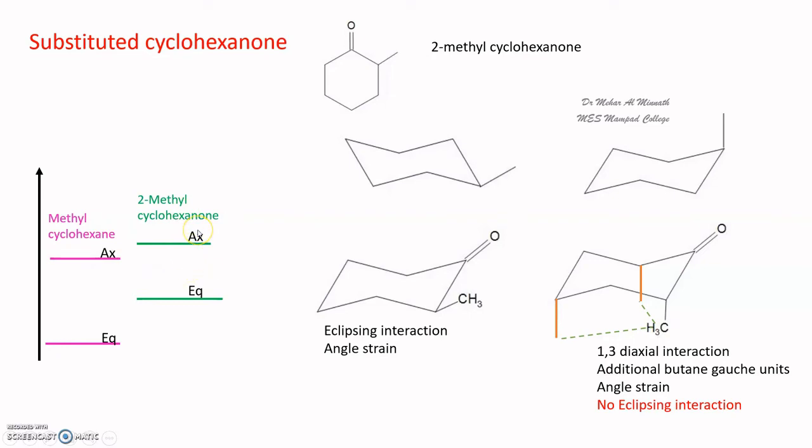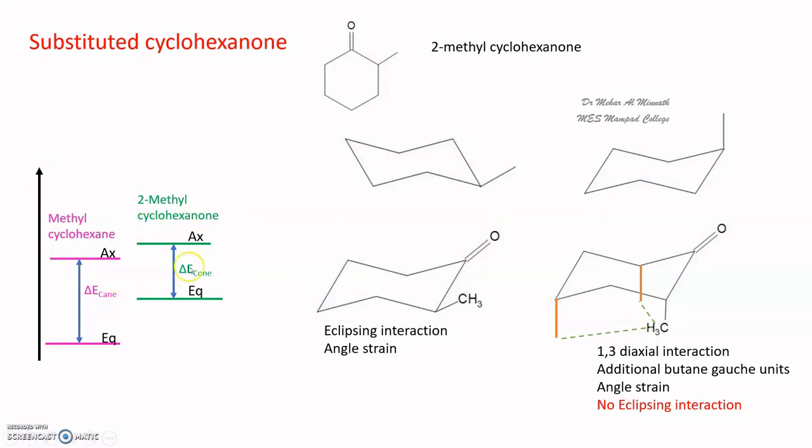Because in 2-methyl cyclohexanone, when you compare the equatorial and the axial form, the eclipsing interaction is eliminated in the axial form, but additional butane gauche units in the 1,3-diaxial interaction are introduced. The angle strain remains common for both. Alright, so the energy gap, if we put it as delta E cyclohexane, that is cyclohexane, a short form I have introduced, delta E cyclohexane will be greater than delta E cyclohexanone.